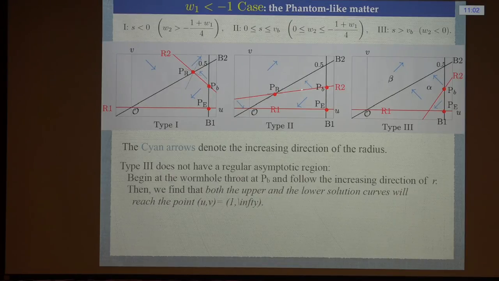For type 2, you can find that one end goes to O and it is asymptotically flat, but the other end goes to V equals infinity. So it has a singular end. For type 1, you can find that both ends can end at O. So both ends are asymptotically flat. So this type 1 is our main interest.